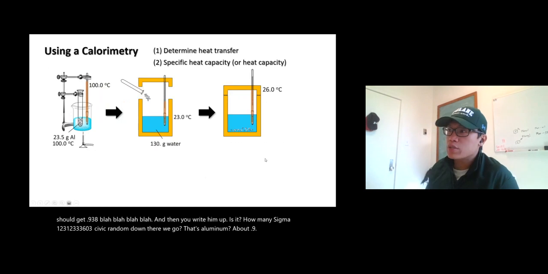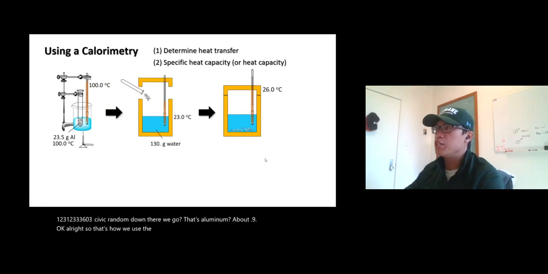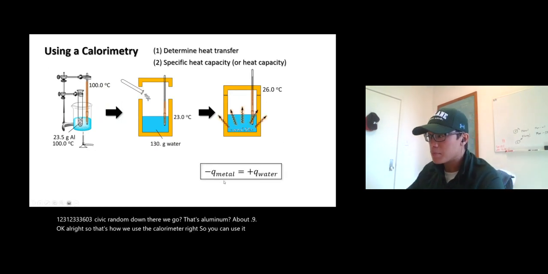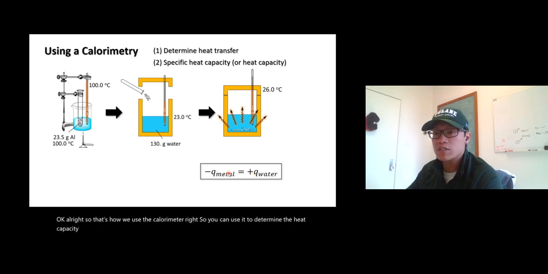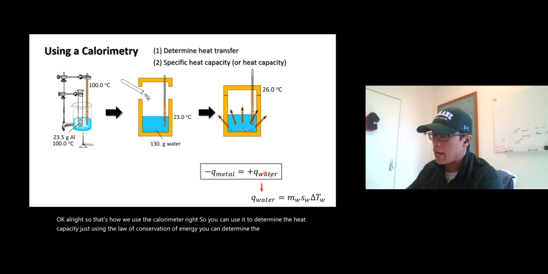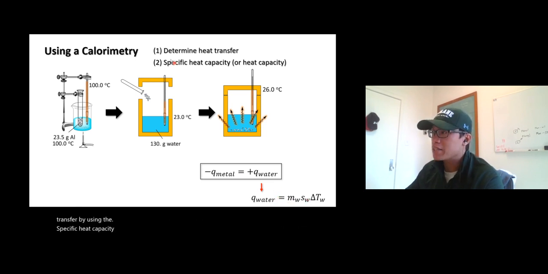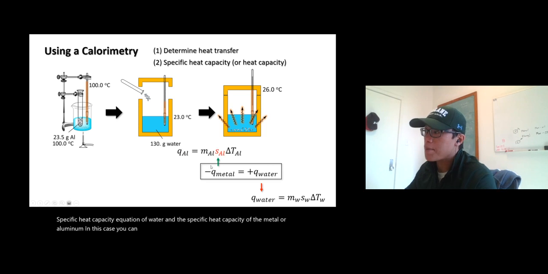Okay. So that's how we use the calorimeter. You can use it to determine a heat capacity just using the law of conservation of energy. You can determine the heat transfer by using the specific heat capacity equation of water, and the specific heat capacity of the metal or aluminum. In this case, you can do that from the specific heat capacity of aluminum equation.